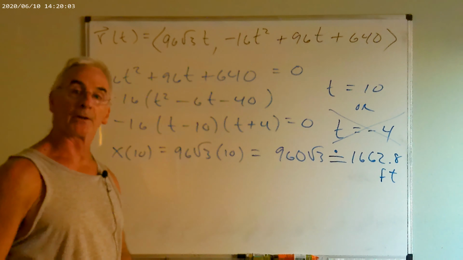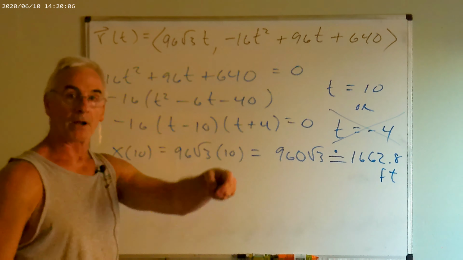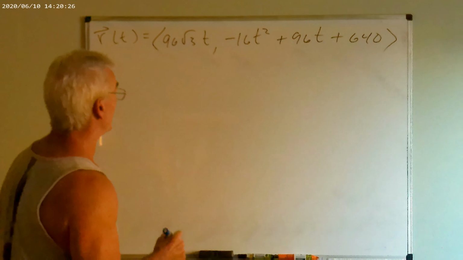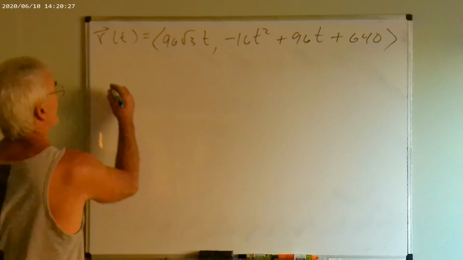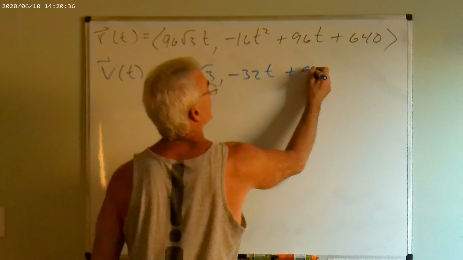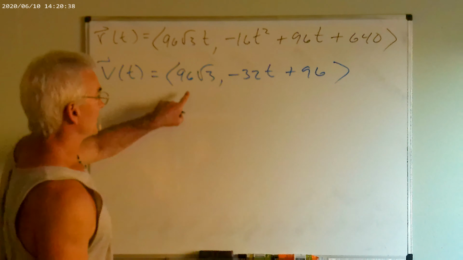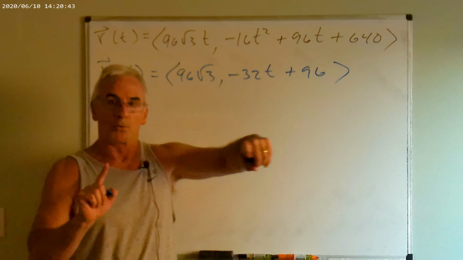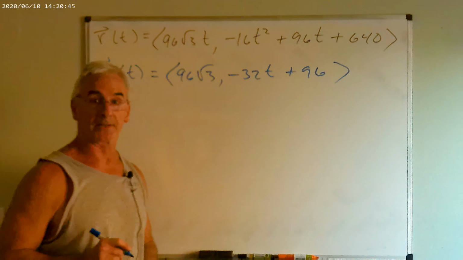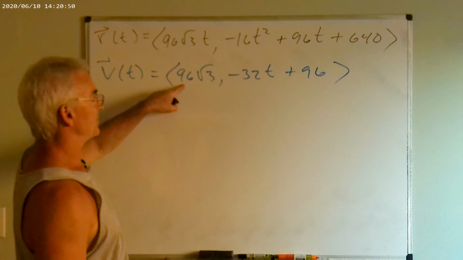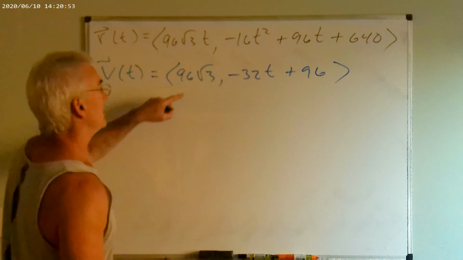The next thing we want to figure out then is how fast is it going when it hits the ground. To find the speed upon impact, I need to find the velocity vector first. So I'm going to take the derivative of r of t, and that will be 96 root 3, and negative 32t plus 96. Now you notice the x component of this vector is a constant. Now why is that? Because the horizontal motion will never change, because it is not affected by gravity. Only the vertical motion is affected by gravity. So it will continue moving at this speed horizontally until it hits the ground.